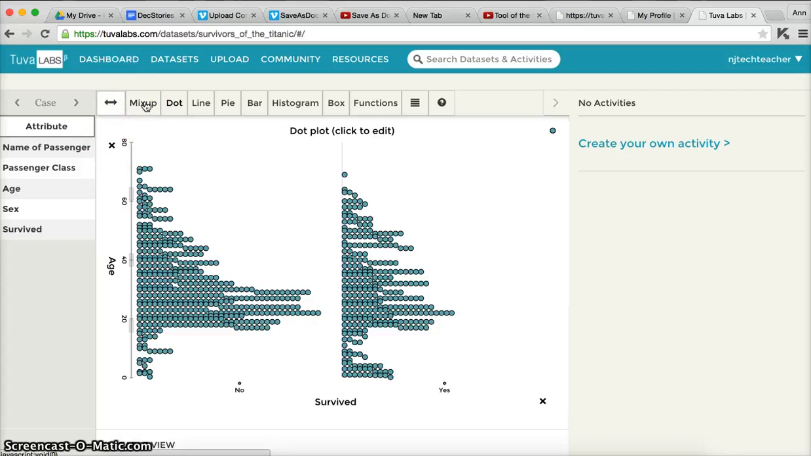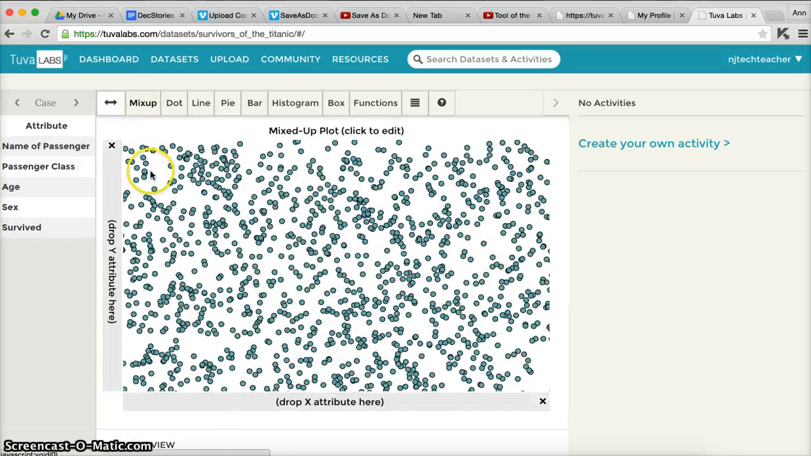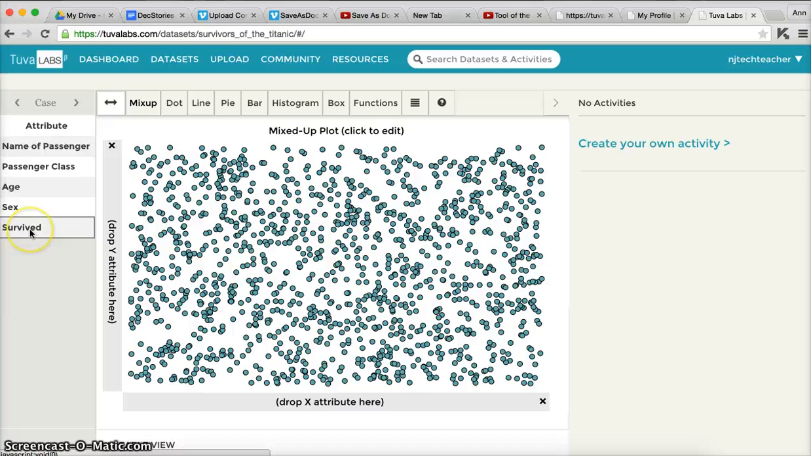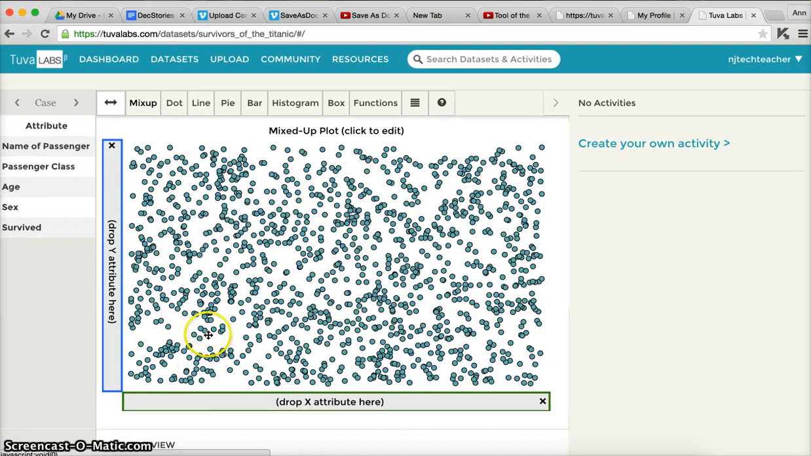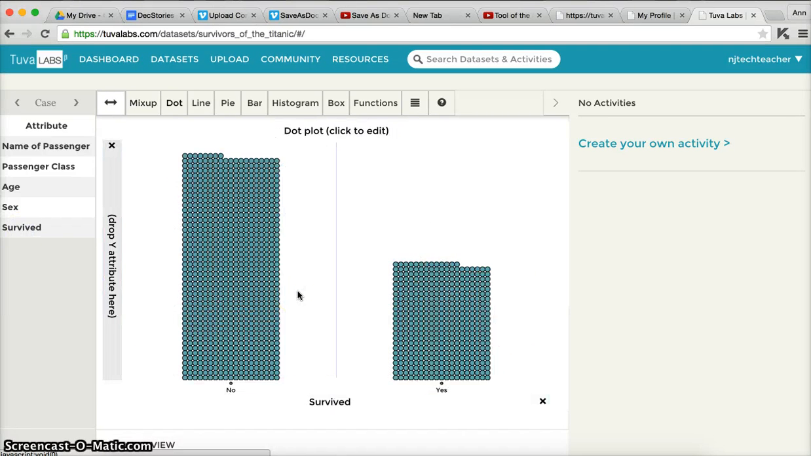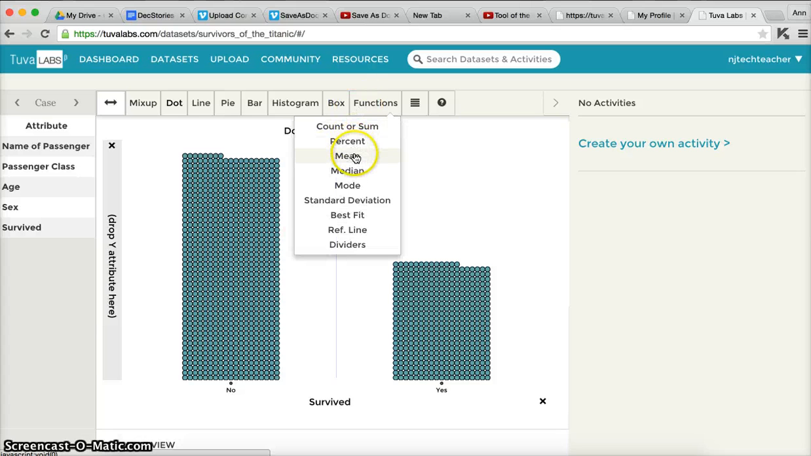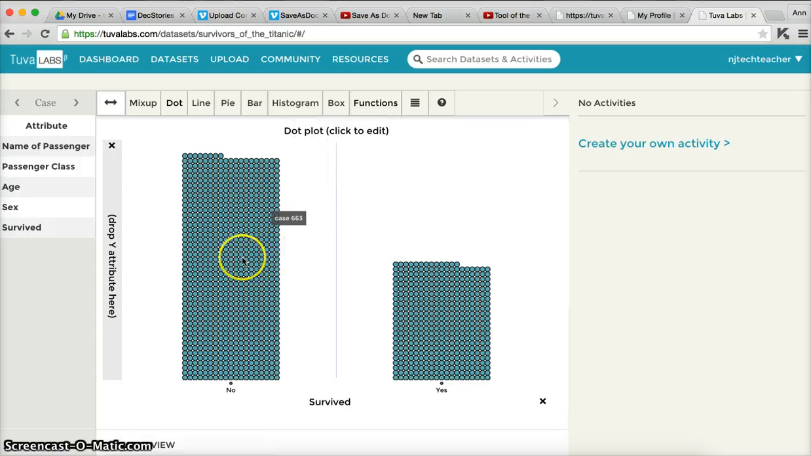I'm going to mix it up again. And I would like to take a look at survived. And this time, what I'd like to do is find the mean. And the mean isn't going to have any answer when we have it broken down in this fashion. So I'm going to have to figure out how can I make that data make sense.